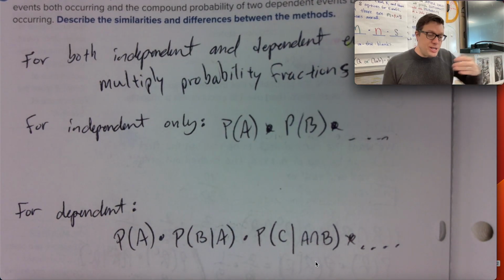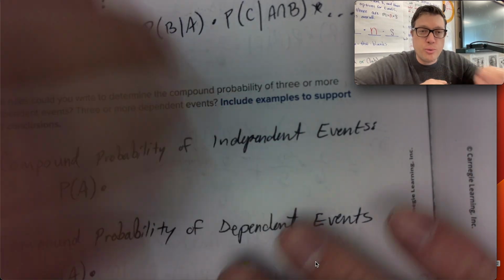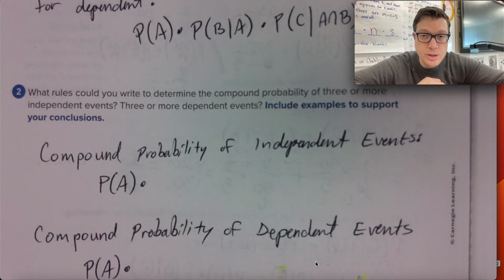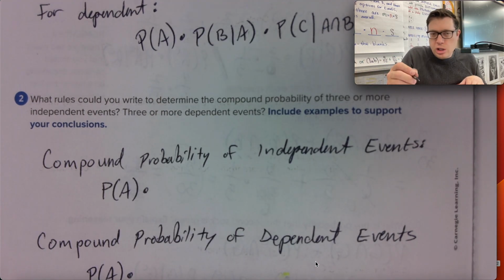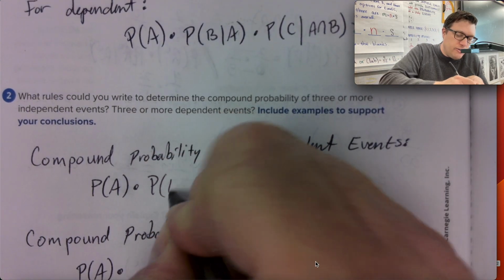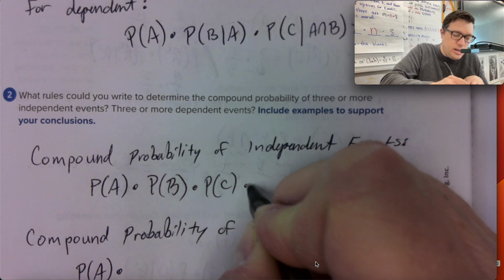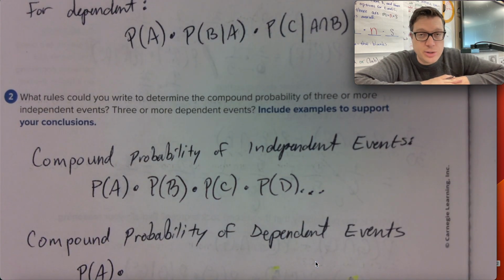If we want to take a rule, these are essentially the rules. So in question 2, what rules could you write to determine the compound probability of 3 or more independent events or 3 or more dependent events? It would literally look like this. Probability of A for independent times probability of B times probability of C times probability of D, and so on for as many events as you're stringing together.